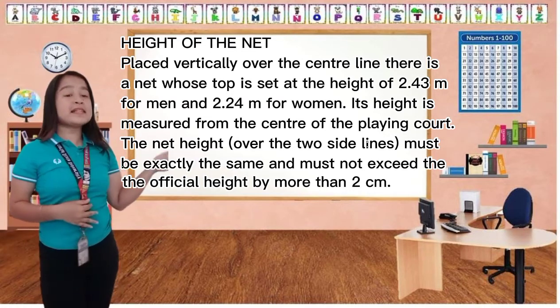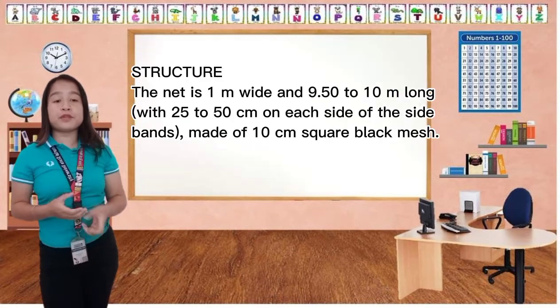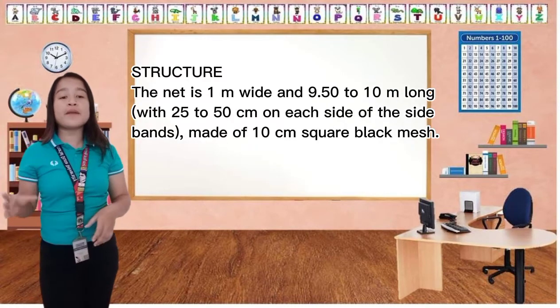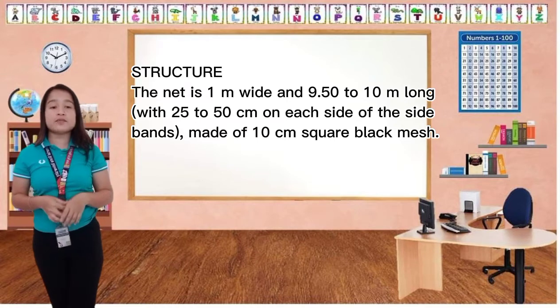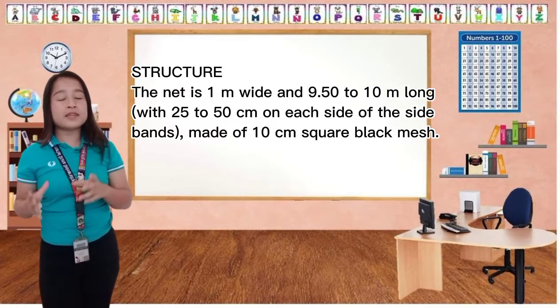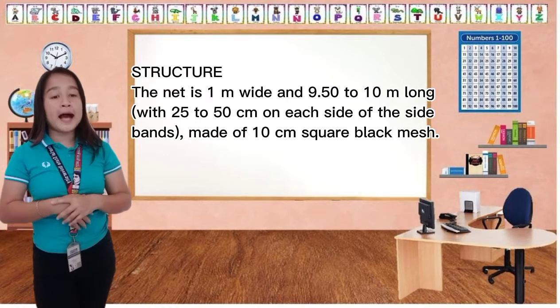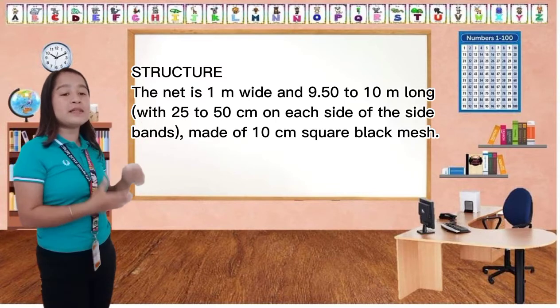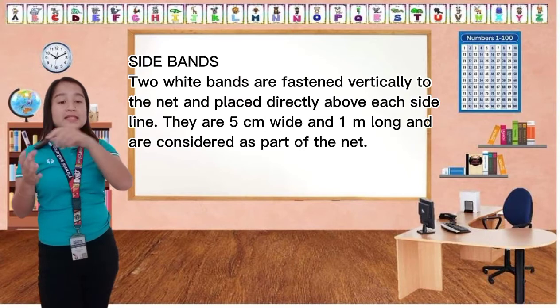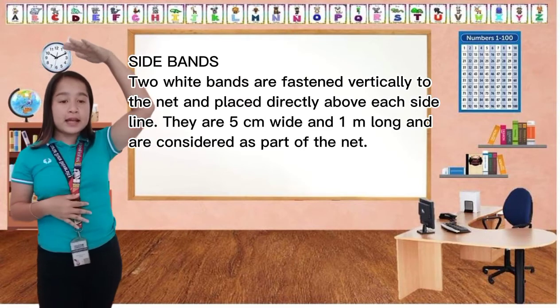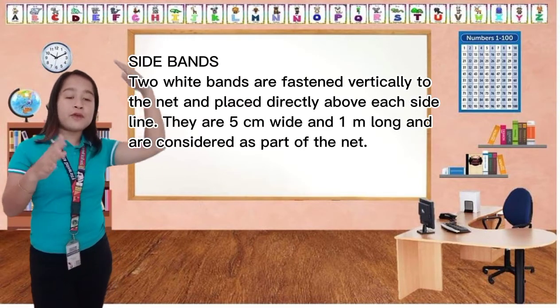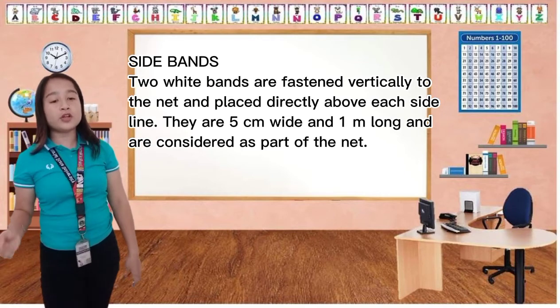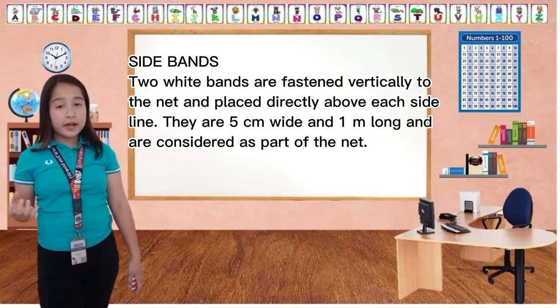So the net is 1 meter wide and 9.50 to 10 meter long with 25 to 50 centimeter on each side of the side bands. The net is made of 10 centimeter square black mesh. Then the side bands. So 2 white bands are fastened vertically to the net and placed directly above the sideline, and they are 5 centimeter wide and 1 meter long and are considered as a part of the net.